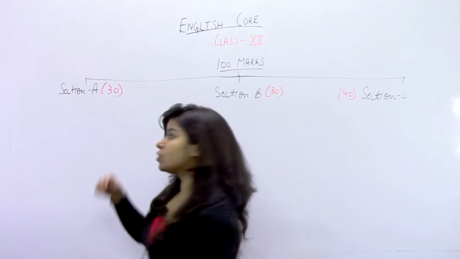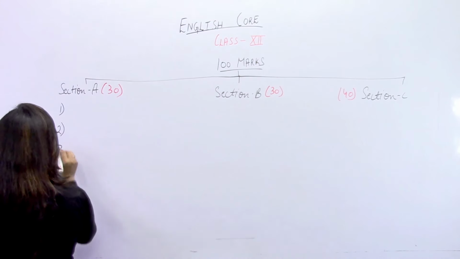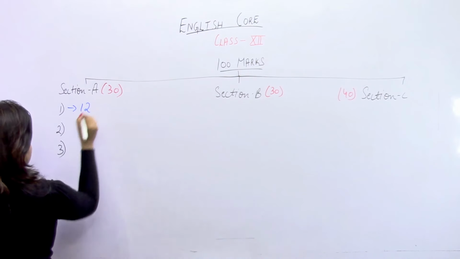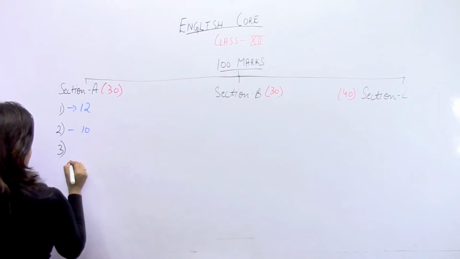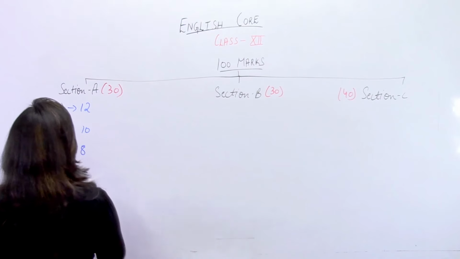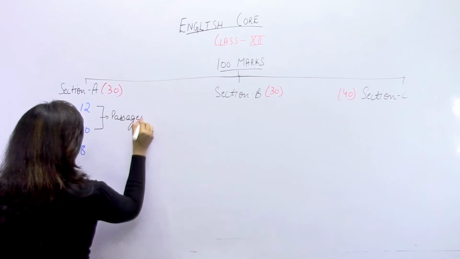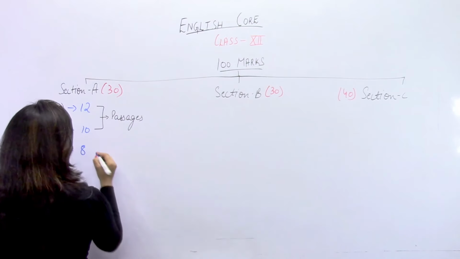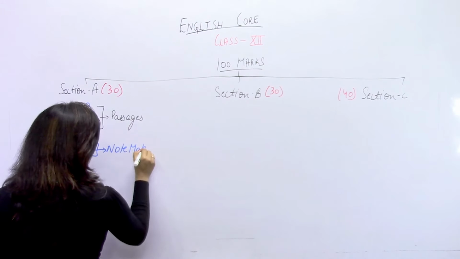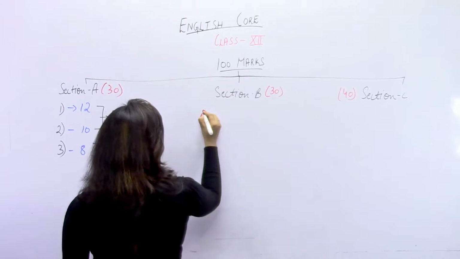Moving on to the number of questions you will be getting within these sections: questions 1, 2 and 3 in section A, where question 1 carries a weightage of 12 marks, question 2 carries 10 marks, and question 3 carries 8 marks. You will get questions 1 and 2 as passages, and question 3 is of notebook.